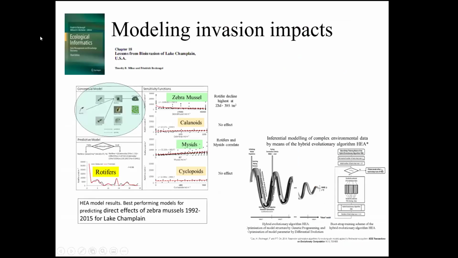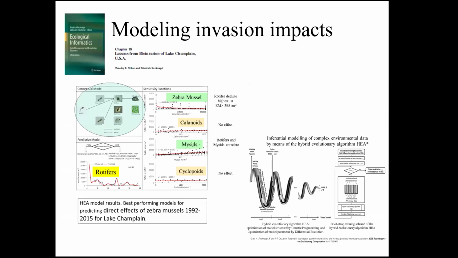We have done some other work on invasion dynamics associated with the zebra mussel. In this case, we ran a complex evolutionary model called hybrid evolutionary algorithms with a colleague of mine who's from Australia. This model is pretty complicated, but it showed that the decline in rotifers was related to the pattern in zebra mussels invading the lake, and also some linkages to a few other taxa in the planktonic community, in particular the mysid shrimp. I had shown you that graph where mysids and rotifers both declined upon invasion of zebra mussels.